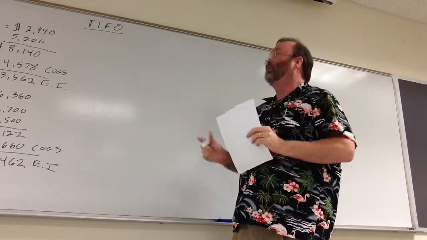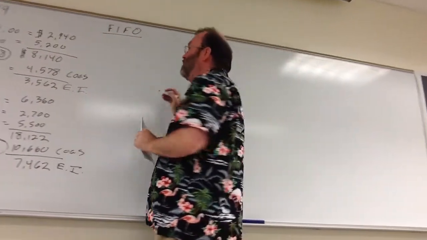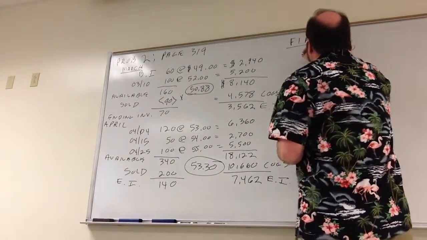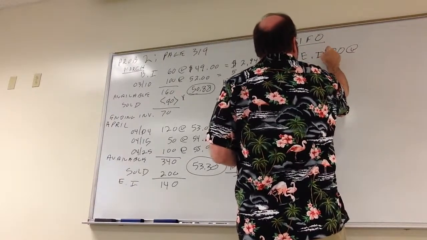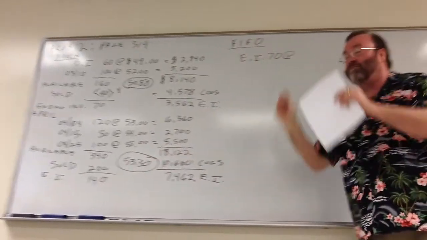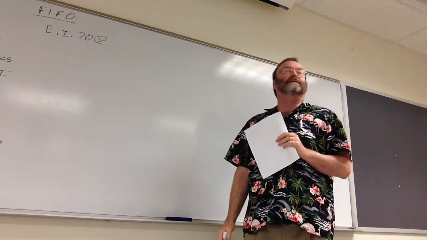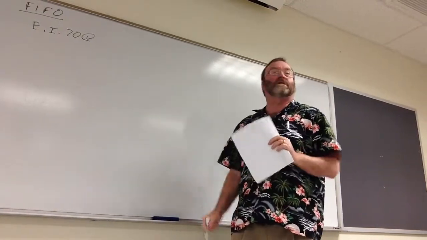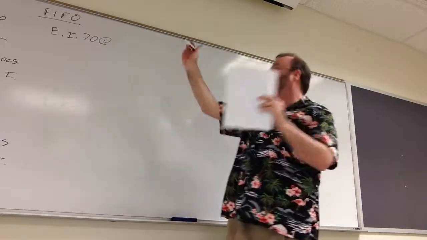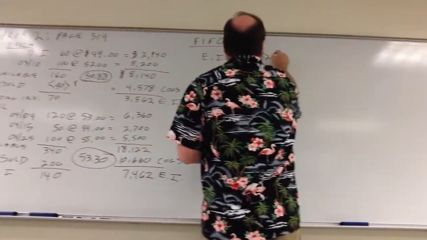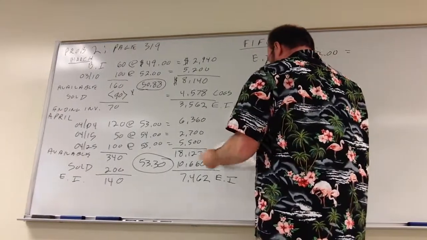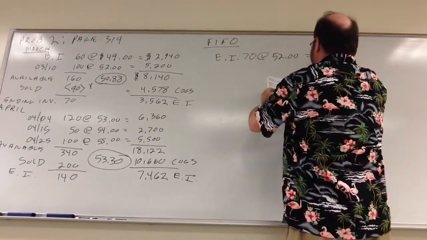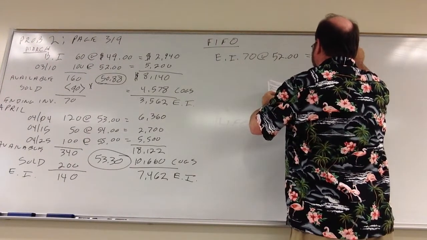All right, FIFO. We have 70 units in ending inventory. Which units are they at the end of March? Are they the units that you started the year with, or the units that you bought on the 10th of March? The 10th, exactly. So at $52 each, that's a total of, drum roll, $3,640.